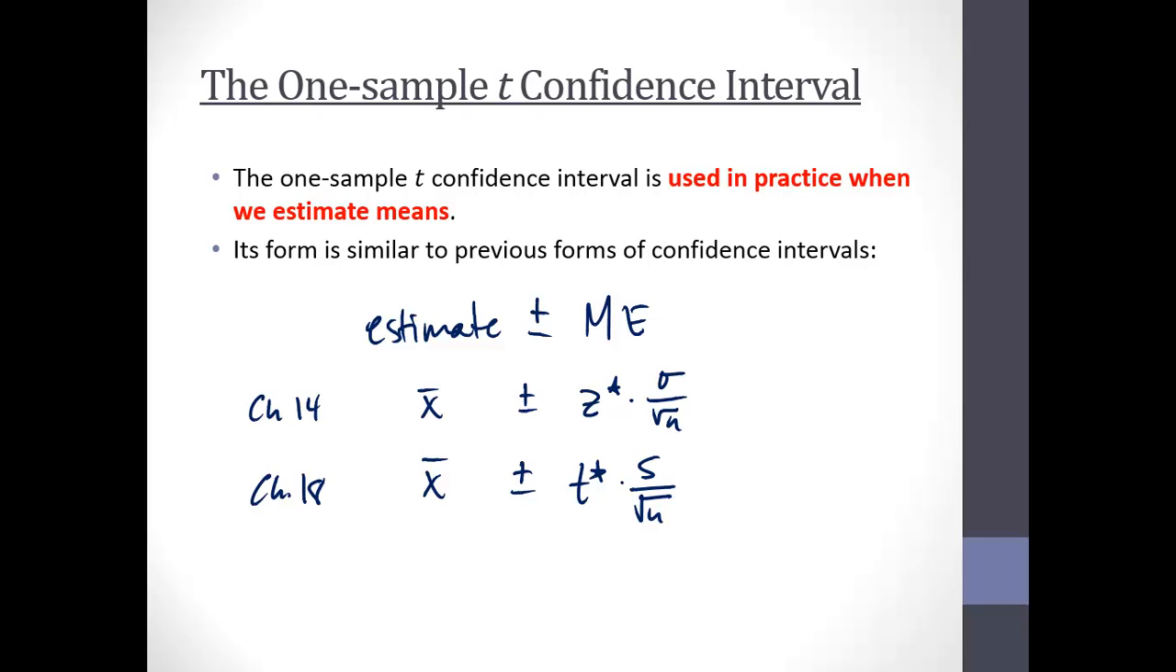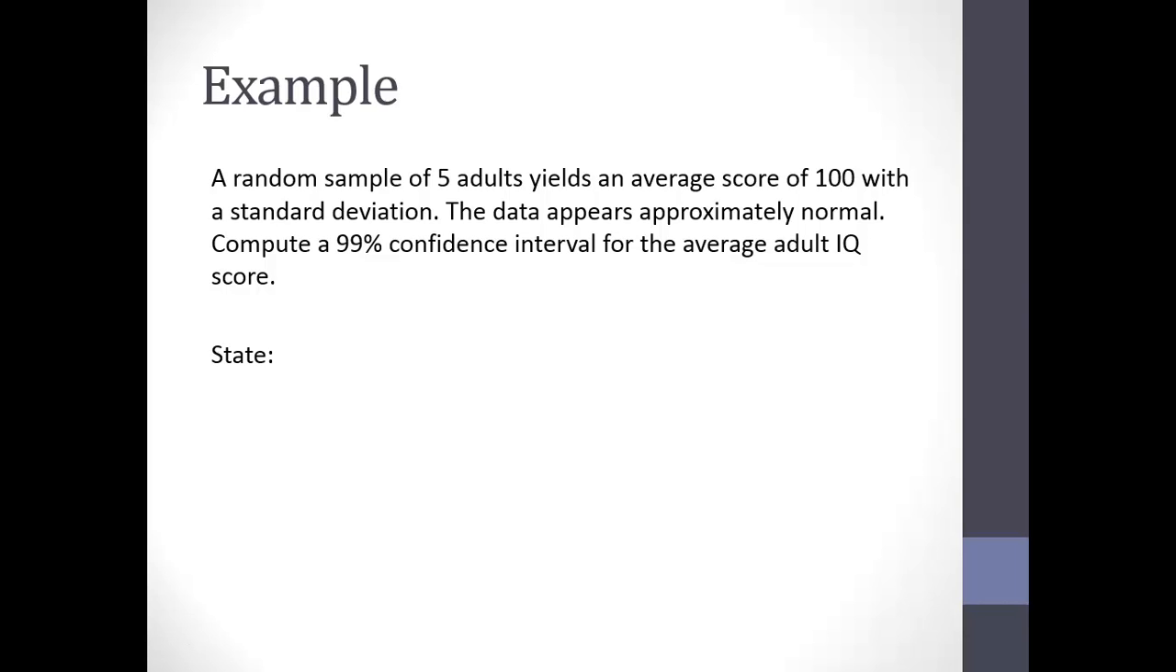All right, let's go ahead and do an example to show you what we might need to do in this chapter. We're going to go back to the IQ example. Suppose we take a random sample of 5 adults, and they have an average IQ score of 100. For now, we're going to say the data appeared to be approximately normal. Maybe we looked at a histogram and it was looking pretty good. We want to compute a 99% confidence interval for the average adult IQ score, which would be our mean mu in this case.